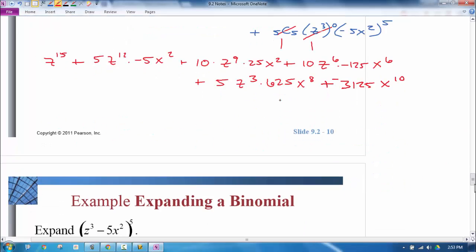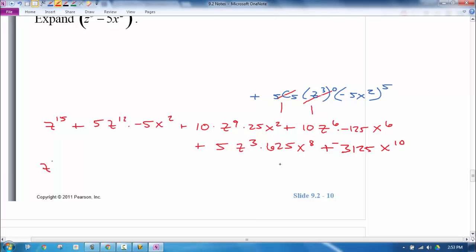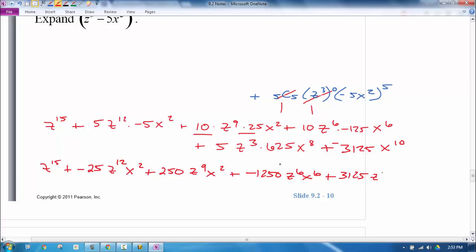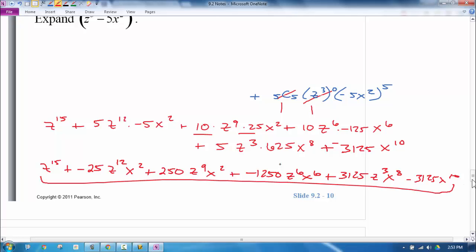So I do need to simplify this a little more now. I know this is a ton of work, but it simplifies to z to the 15th plus negative 25z to the 12th x squared plus 250, so order doesn't matter, I'm multiplying in whatever order I want, plus the next one would be negative 1250 z to the 6th x to the 6th, and then I have 5 times 625, which would be positive 3,125 z to the 3rd x to the 8th, and then the last term, negative 3,125 x to the 10th. So that's the full binomial expansion of this right here.